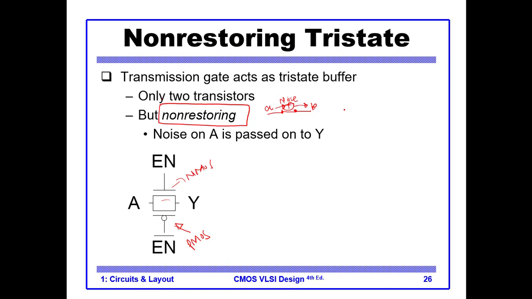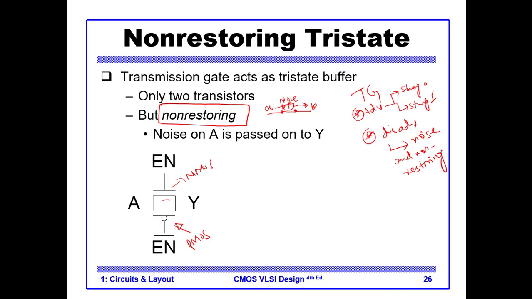So this is one problem with transmission gates. What is the advantage? The advantage is they can pass strong 0 and strong 1. What is the disadvantage? The disadvantage is they are prone to noise, and non-restoring. So this is the disadvantage.